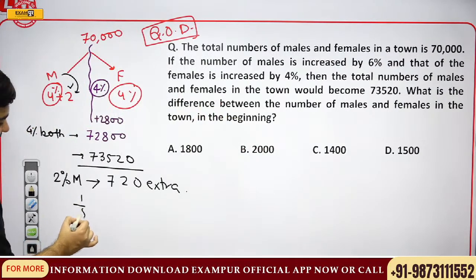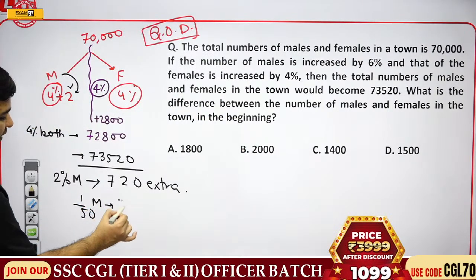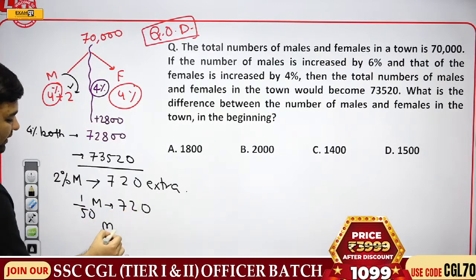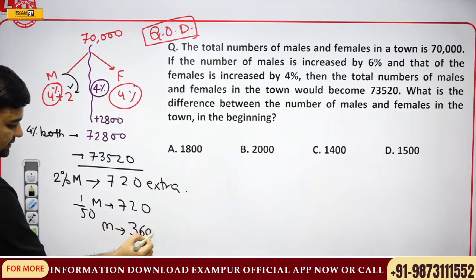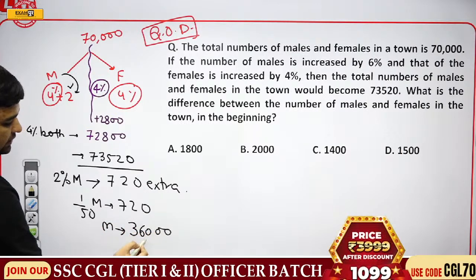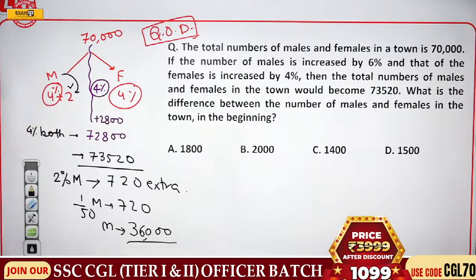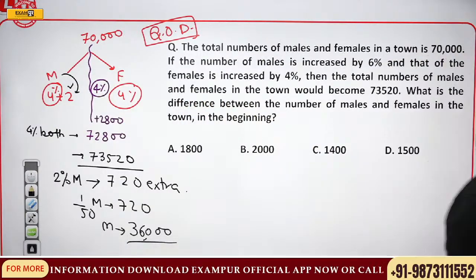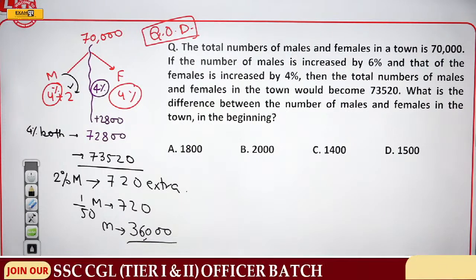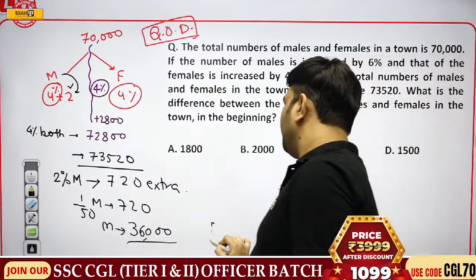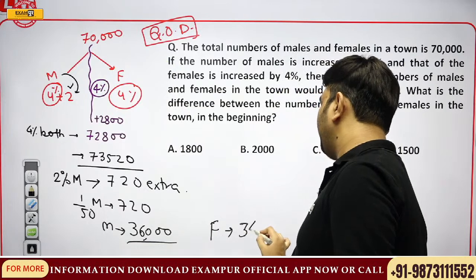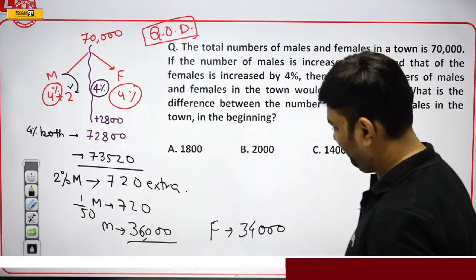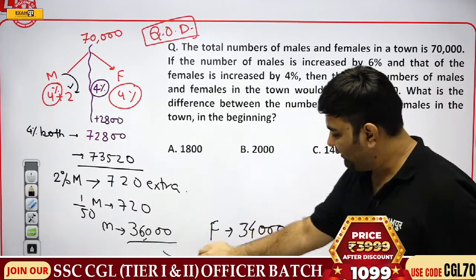So 1 by 50 of male is equal to 720. So male are 720 into 50, which is 36,000. Male are 36,000, my dear friends. So remaining, 70,000 minus 36,000, 34,000 are female. What is the difference between them? 2,000.